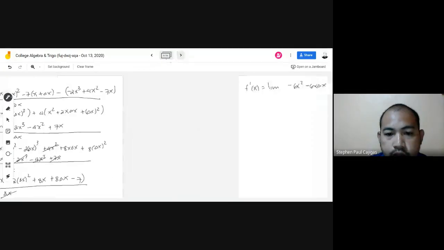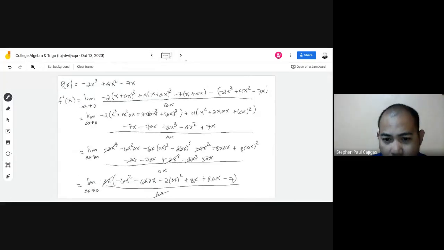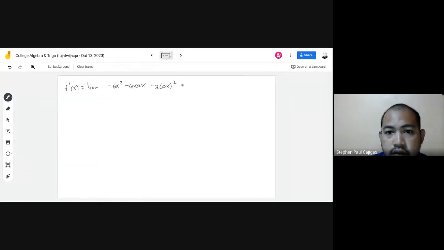Two delta x squared. Eight x, 8 delta x minus 7. And this is delta x approaching 0. Okay, so now we will be evaluating the limit.